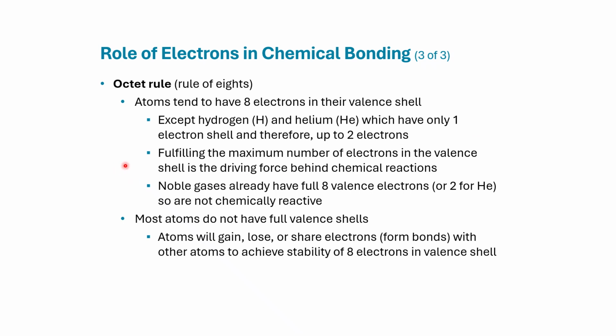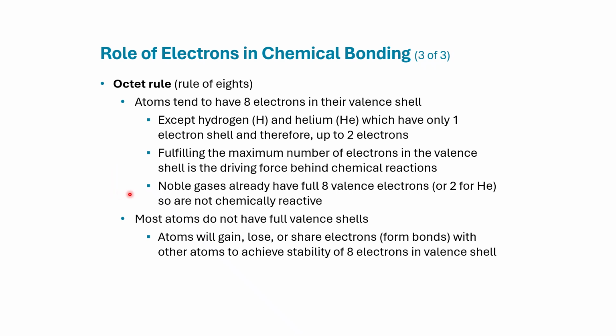So fulfilling the maximum number of electrons in the valence shell is the driving force behind the chemical reactions. What that means basically is if the valence shell is full, so if there's only the first shell, it has to have the 2 in there. If it's full and it has 2 on the outer shell, that atom is content and it won't want to bond with any other ones. If it has the second electron shell, then that one will need to have 8 electrons in it. If it has the 8, it will be stable. It won't want to either take electrons from someone else or give electrons.